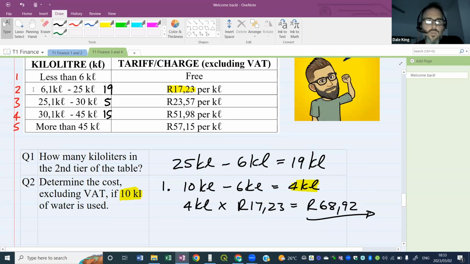Now let's look at our tariff table. We're into the second interval now because we're more than 6, obviously. And they say in the second interval, any water from 6 to 25 must be charged at R17.23. But we have 27 kiloliters of water, so we might actually go all the way through interval two, which only has 19 kiloliters, because we have 21 and 19. We might go all the way through here and into the third, and I'll show you what happens then. How many kiloliters of water is in the second interval? There's 19.